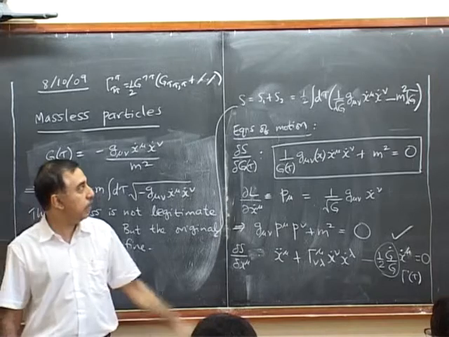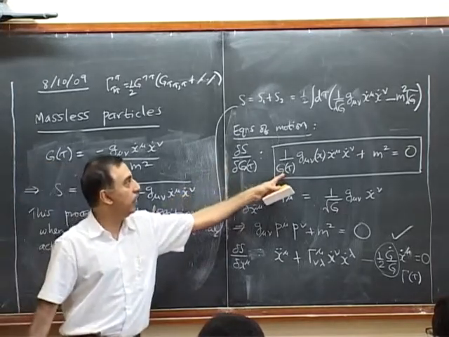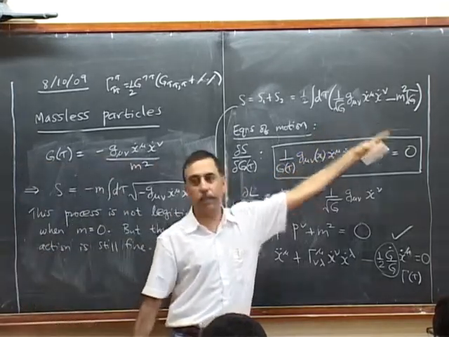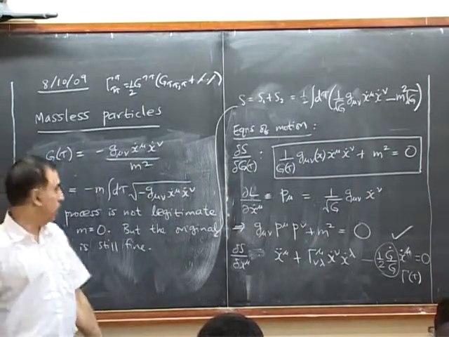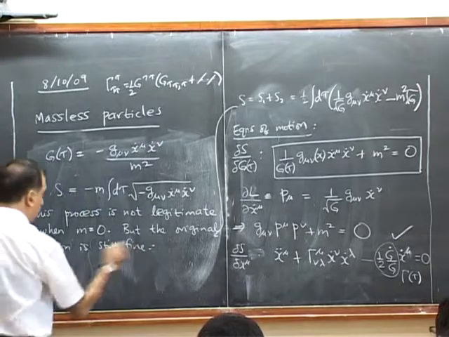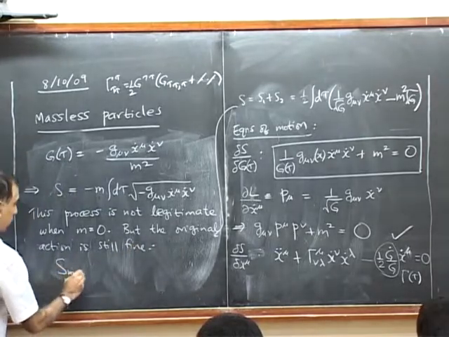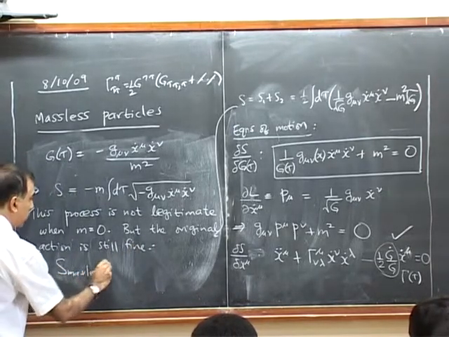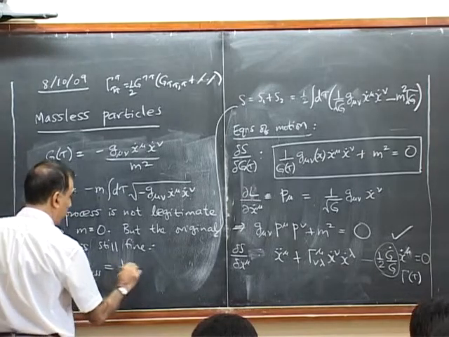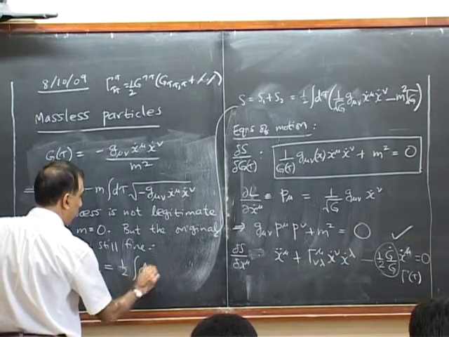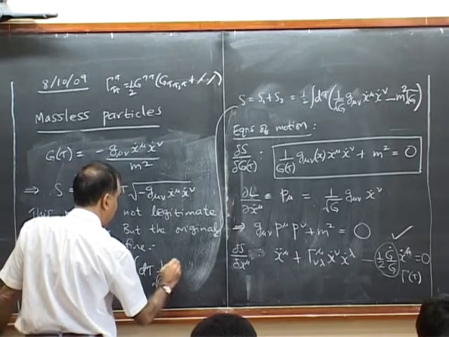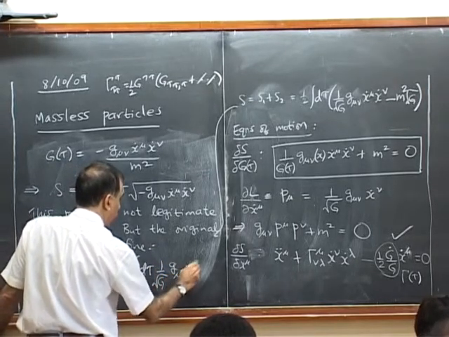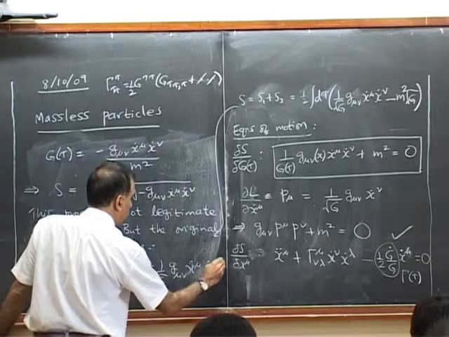However, when it's massless, then of course there's no question of eliminating G. So you should use this action without the second term. That's the correct action for a massless body. So let's write that. The correct action for the massless case, whatever consequences come from it will be correct, is a half integral d tau 1 by root capital G, C mu mu, x bar mu, mu.